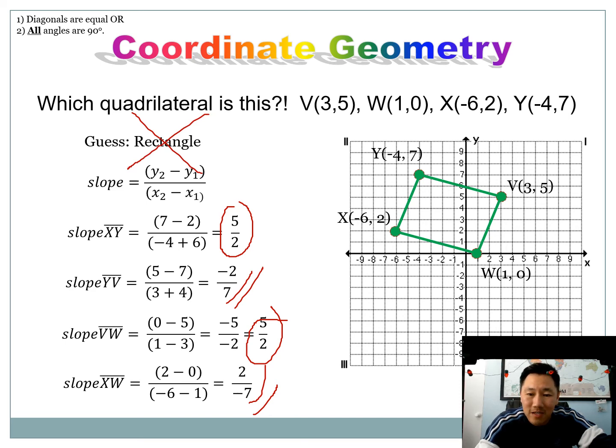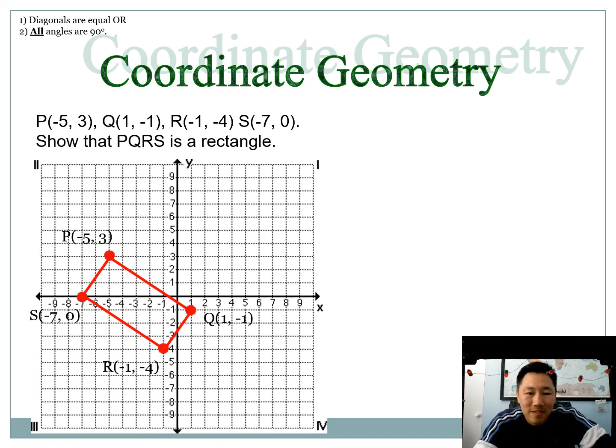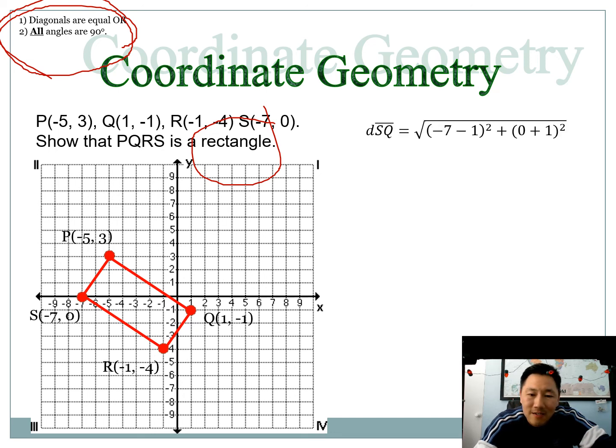Let's do one more of these, guys. This one actually says it's a rectangle. It says, show that this is a rectangle. Well, how do we show it's a rectangle? By looking at one of these two. Oh, distance formula. So I guess I'm using the diagonals are equal. So I'm looking at the diagonals, to go from here to here and to go from here to here. I want to see if those two diagonals are equal.